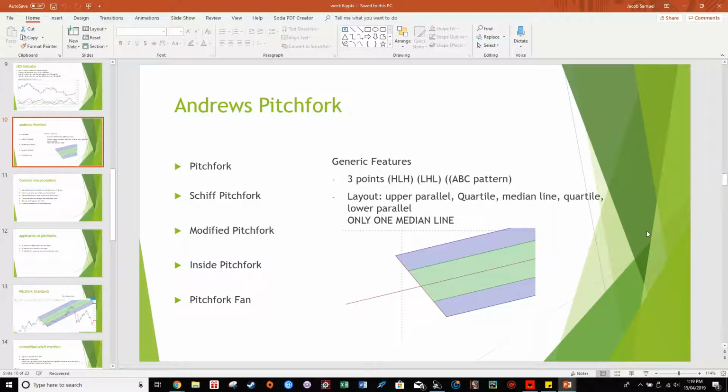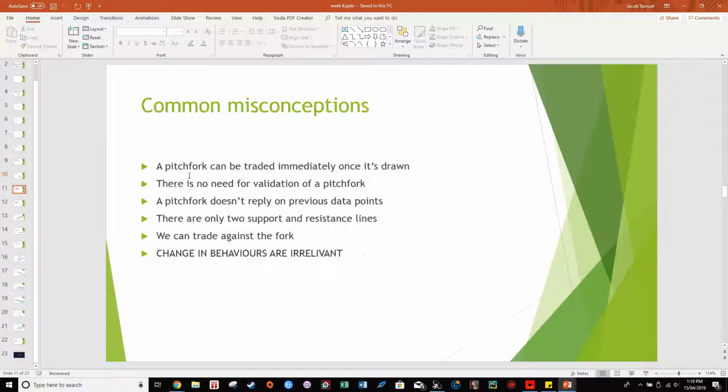Anyway, we'll move on to common misconceptions. With most of the things that we've done, you don't want to rely on that one thing alone, and that's no exception with Andrew's pitchfork or any of the pitchforks. You need a variety of different tools or strategies. Although the pitchforks are great, you need to incorporate your Fibonacci, your basic trend, and even some indicators if that's what tickles your fancy. So we're going to go through some common misconceptions.